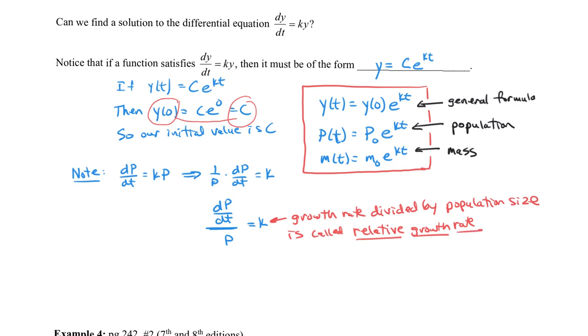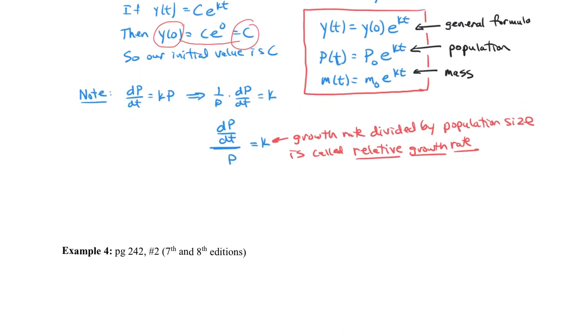Now I think we're ready to try a problem. So our first problem here, example number 4. In the 9th edition, this would be page 245, but it's still problem number 2. The problem talks about the E. coli bacterium, and it mentions that a cell of this bacterium divides into 2 cells every 20 minutes, and the initial population of a culture is 50 cells.